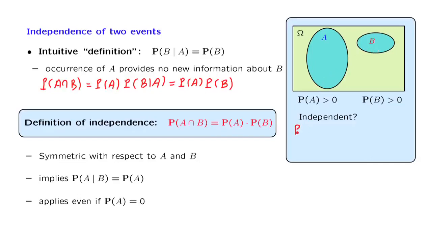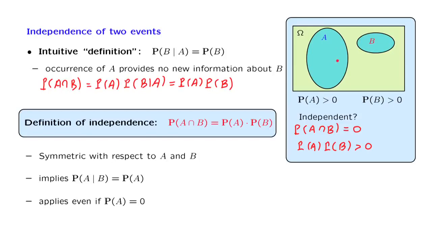The probability that both A and B occur is 0 because the two events are disjoint. They cannot happen together. On the other hand, the probability of A times the probability of B is positive, since each one of the two terms is positive, and therefore these two expressions are different from each other, and therefore this equality that's required by the definition of independence does not hold. The conclusion is that these two events are not independent.